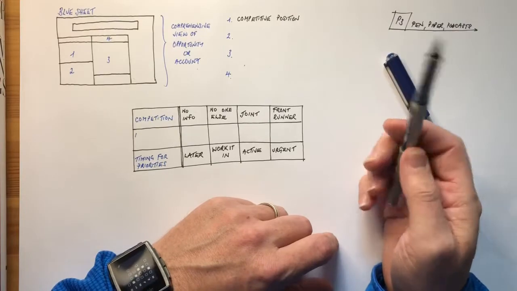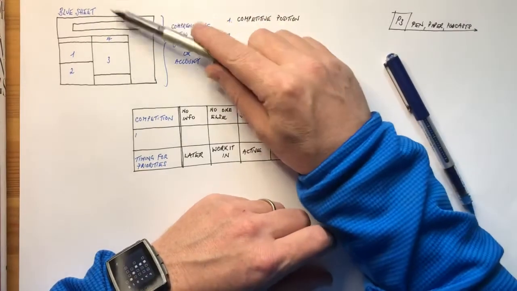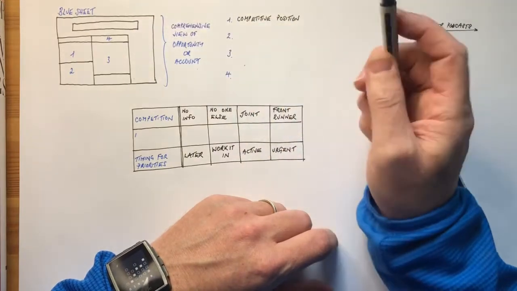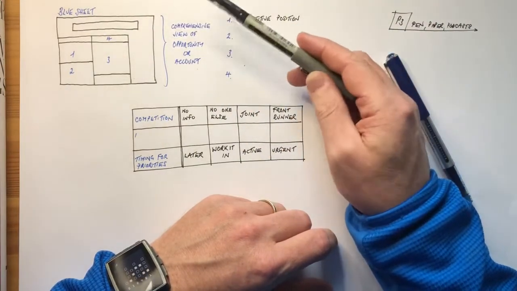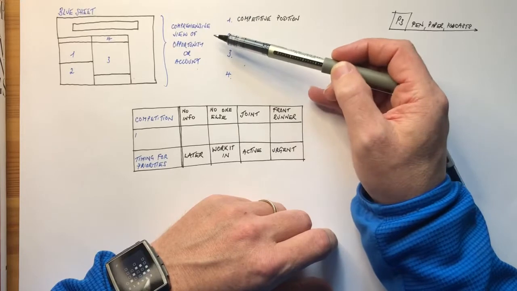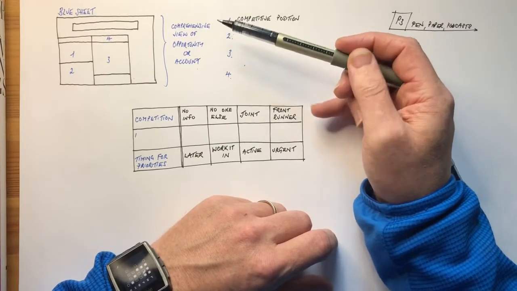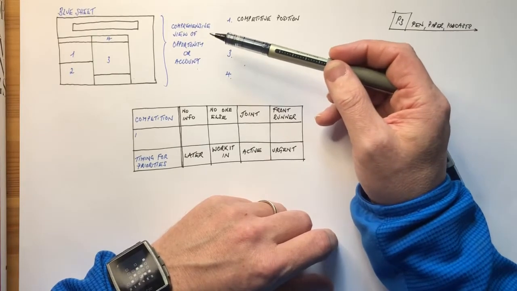Today we're talking about something called a blue sheet. This is something that I've used for both account management teams and also enterprise sales teams, because what it does is give you a very comprehensive view of the opportunity or the account. And it's not done in Salesforce. Now, I'm probably going to get a lot of flack for that.